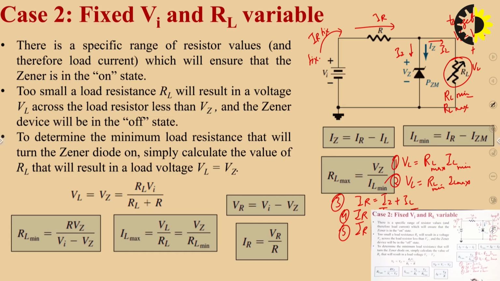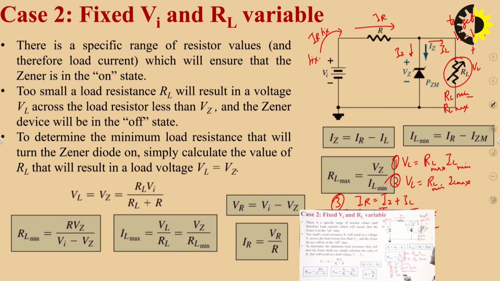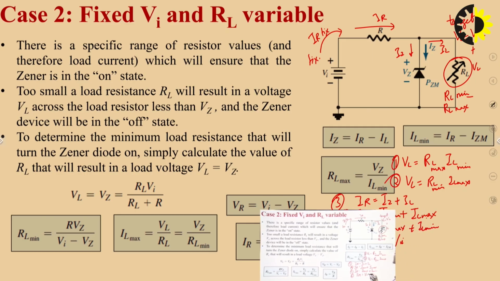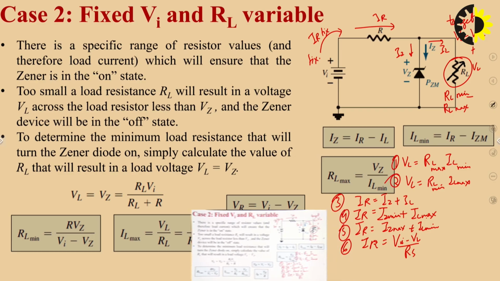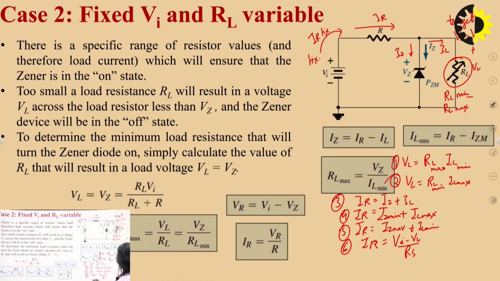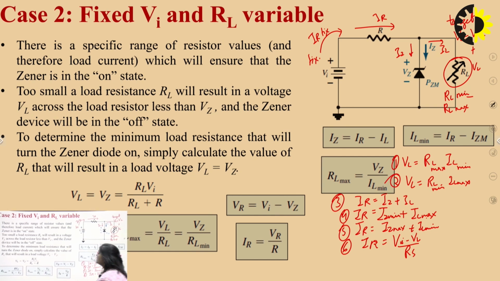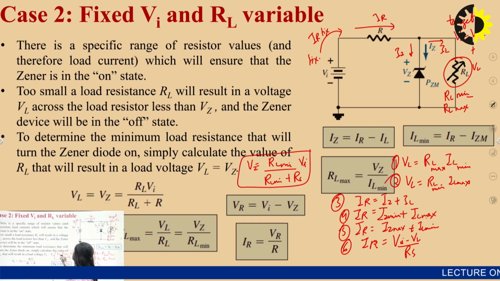And also we can find the value of IR as VI minus VL upon RS. This is how we can find the value of IR. Now we can also find the minimum load resistance RL. RL minimum can be found out by this formula: V is equal to RL minimum upon RL minimum plus RS multiplied by VI. This is how, where V is equal to VZ.